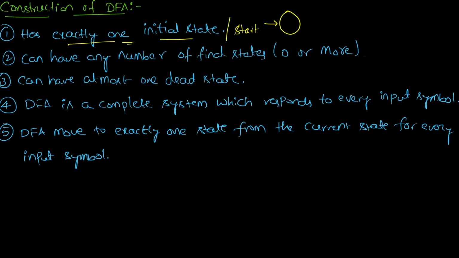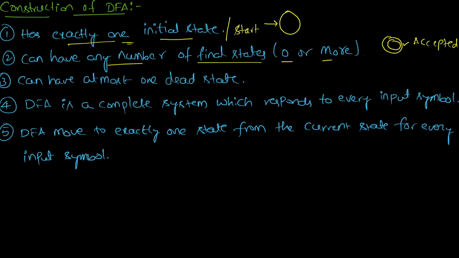A DFA can have any number of final states. A final state is a state at which we are going to accept the strings which are in our language. The final state is denoted by two circles. If we reach this on seeing an input string, we say that the string is accepted. We can have any number of final states. It can be 0 or more in a DFA.